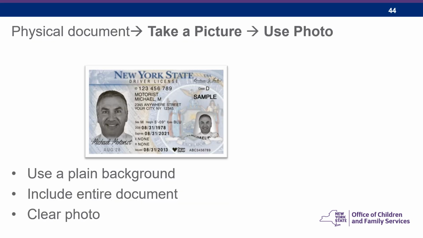If you have a physical copy of a document, such as a photo ID, you can choose to take a picture. Use a plain background, make sure to include the entire document, and make sure the photo is clear. Select Use Photo and it will begin uploading into your document.